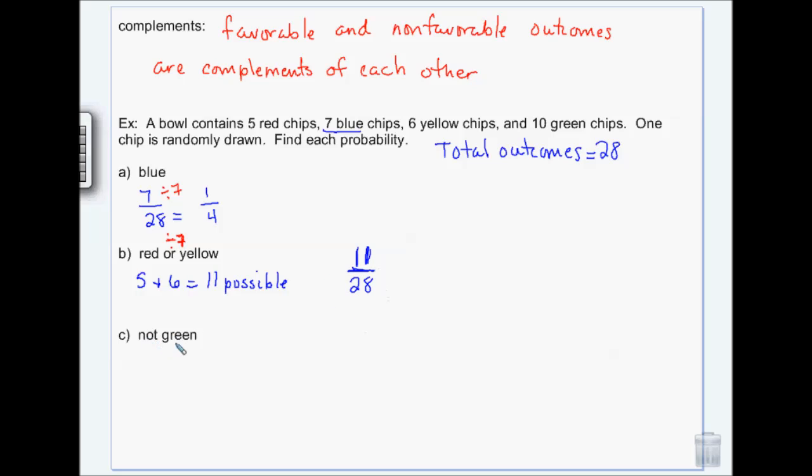Okay. And now, when they talk about complements, a lot of times they put the word not in front of it. Not green. Well, there are 10 green. So how many are not green? 18 are not green. So we've got 18 out of 28. These will both divide by 2. So I get 9/14.